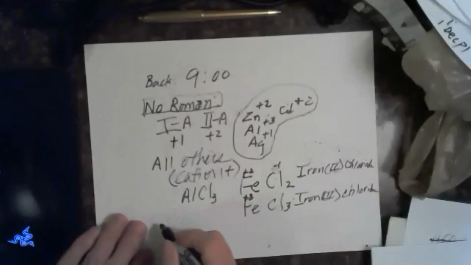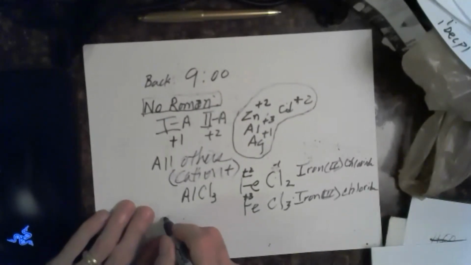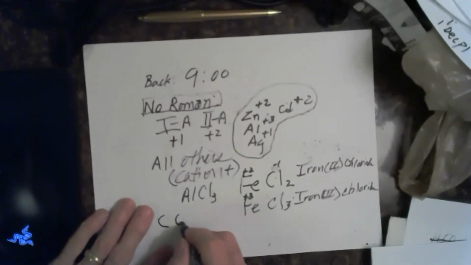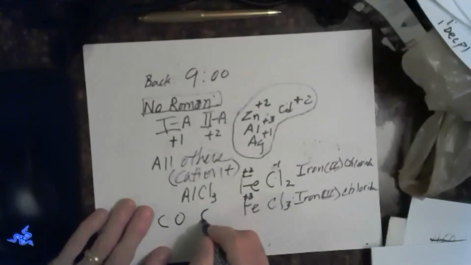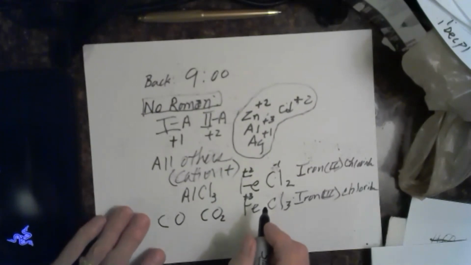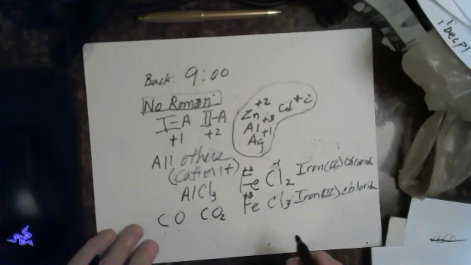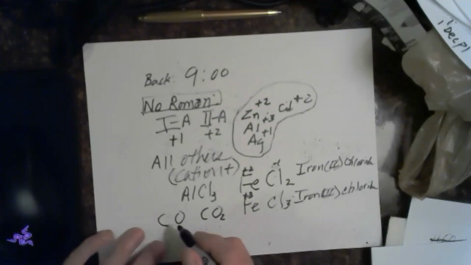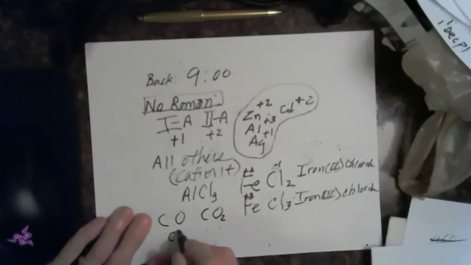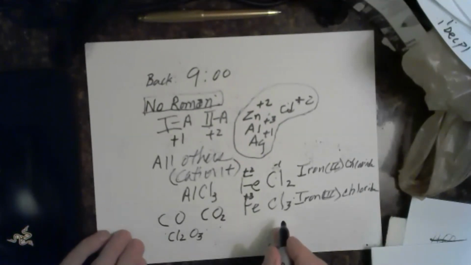On nonmetals, if I had something, well, let's take an example. CO, you already know. What is it? Carbon monoxide, right? Carbon dioxide. You use the prefixes with non-metal compounds. Non-metal compound. I can have Cl2O3. That is a possible compound.